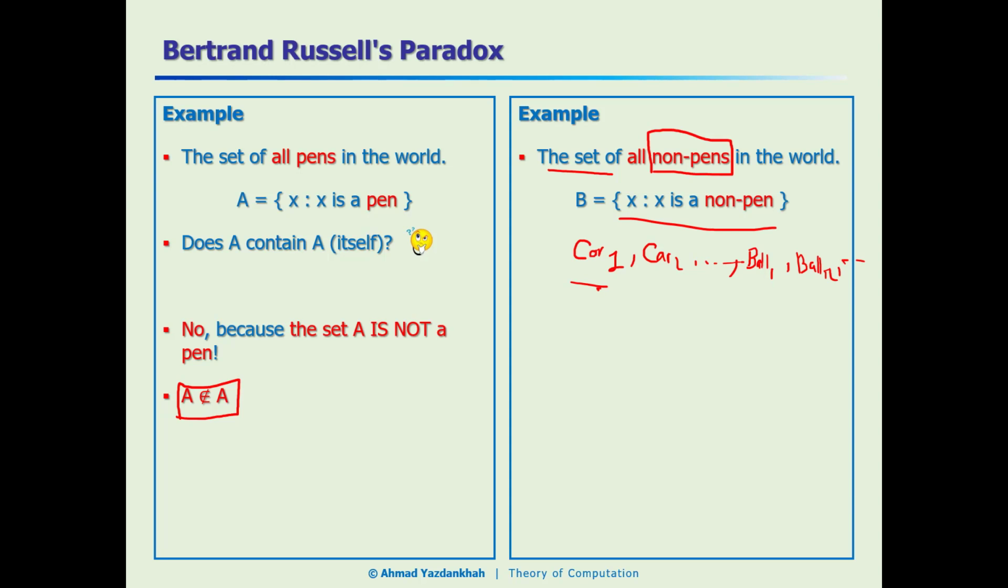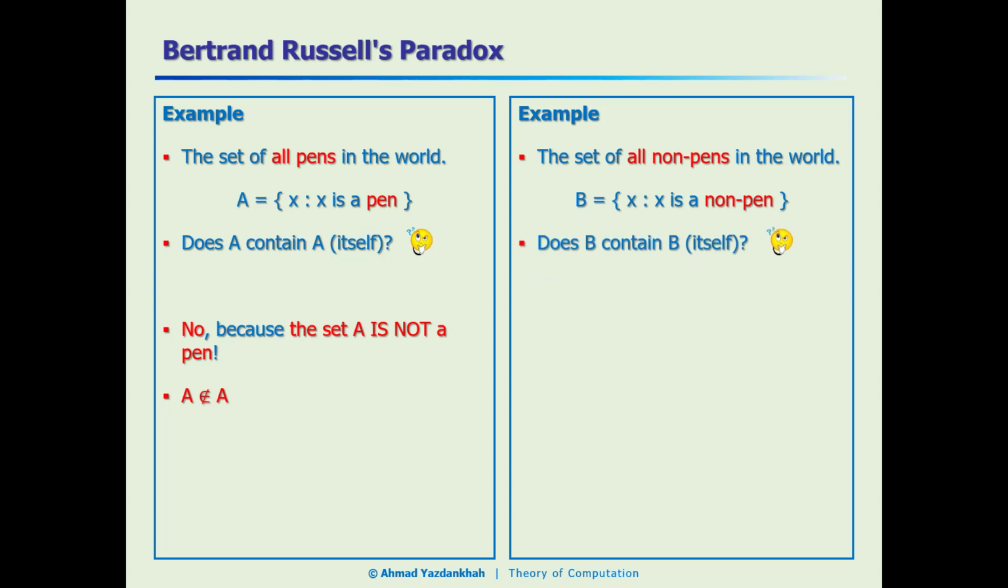Okay, now the question is, does B contain itself? In this case, we would say yes, because B is a set of something, and it is a non-pen. Do you agree that B is a non-pen? So this is an infinite set, and it contains anything that is not a pen, and B is one of them. So we would say B belongs to itself.